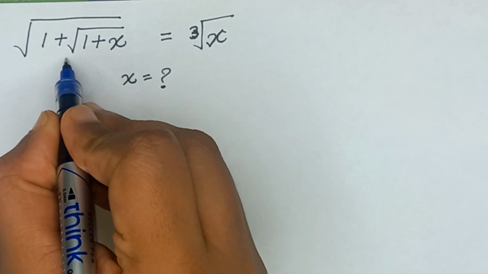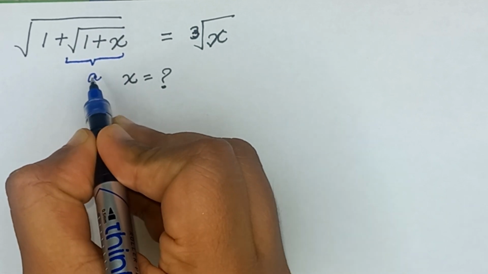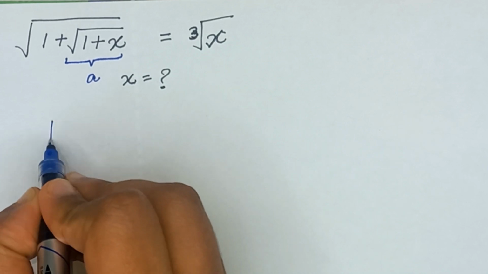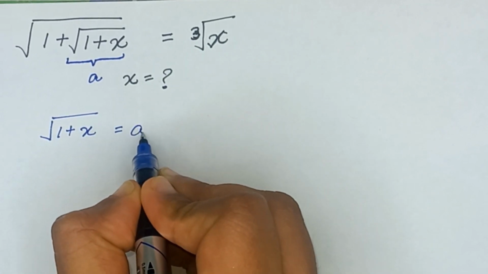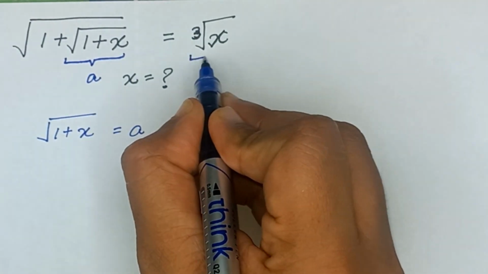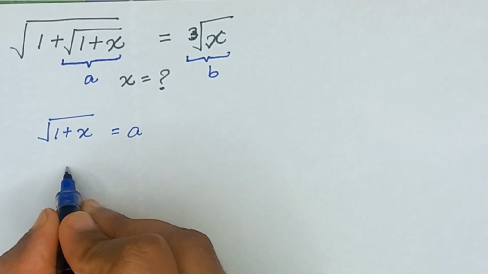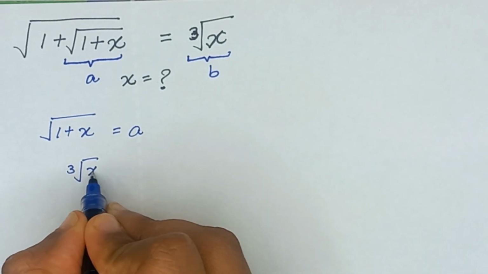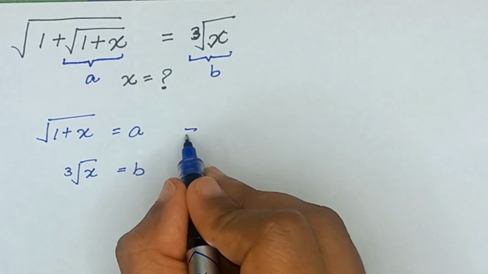First of all, I will take this square root of 1 plus x as a. So the square root of 1 plus x is equal to a, and I will take this cube root of x as b. Then the cube root of x will be equal to b.